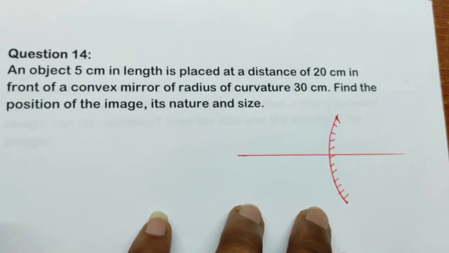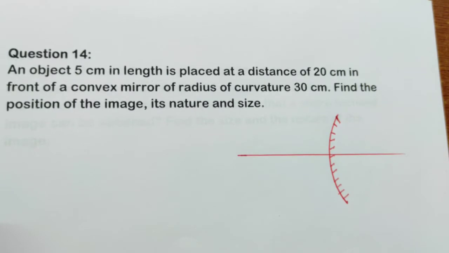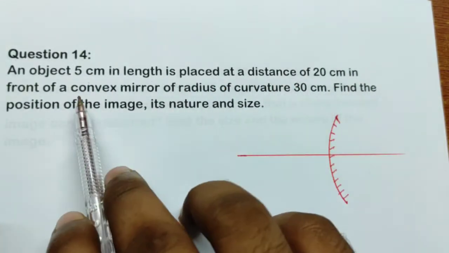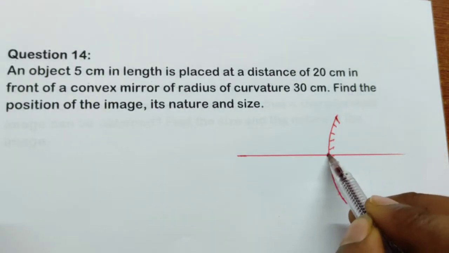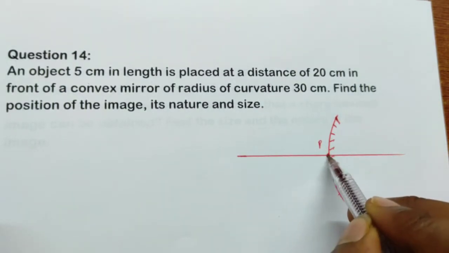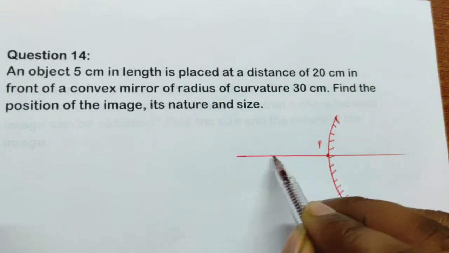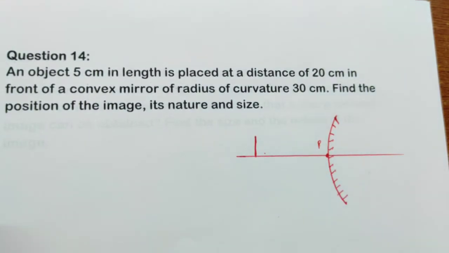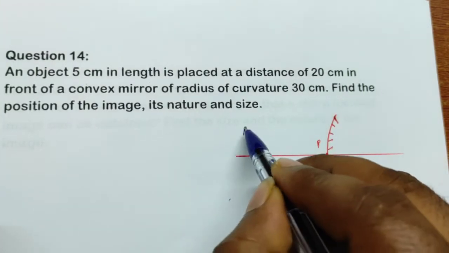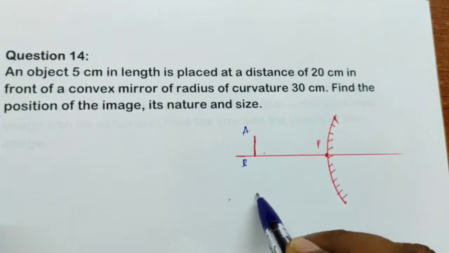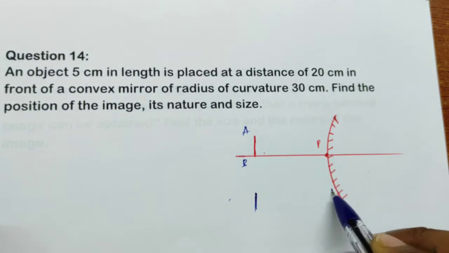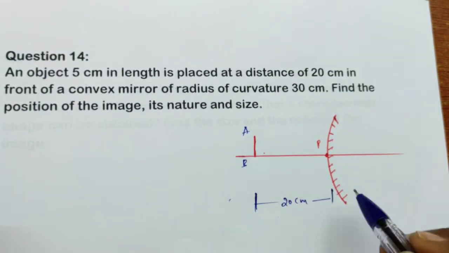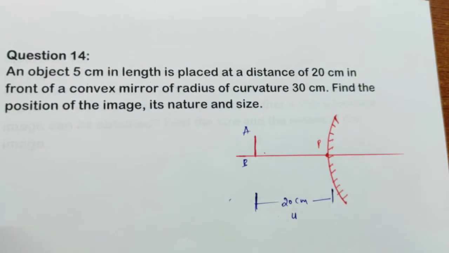What we are going to do here, we are going to place an object of 5 centimeters in length at a distance of 20 centimeters from the convex mirror. Let me take this as an object, AB, like this. The object distance they gave, from here to the pole, is 20 centimeters. This is the object distance, which we can also call U.